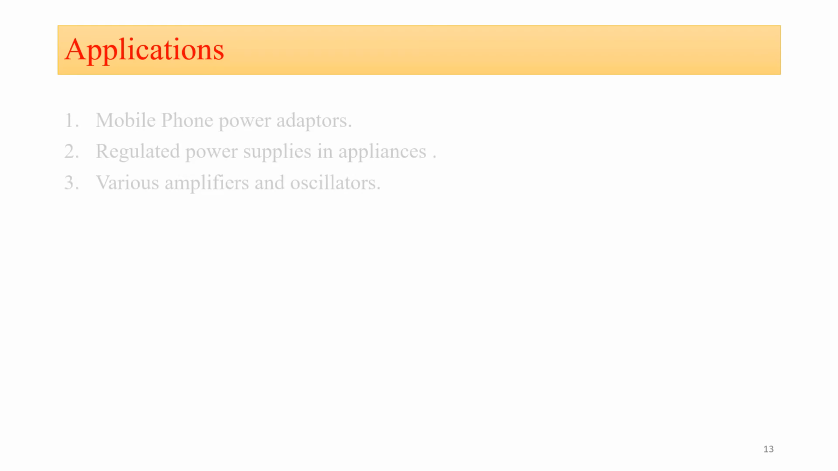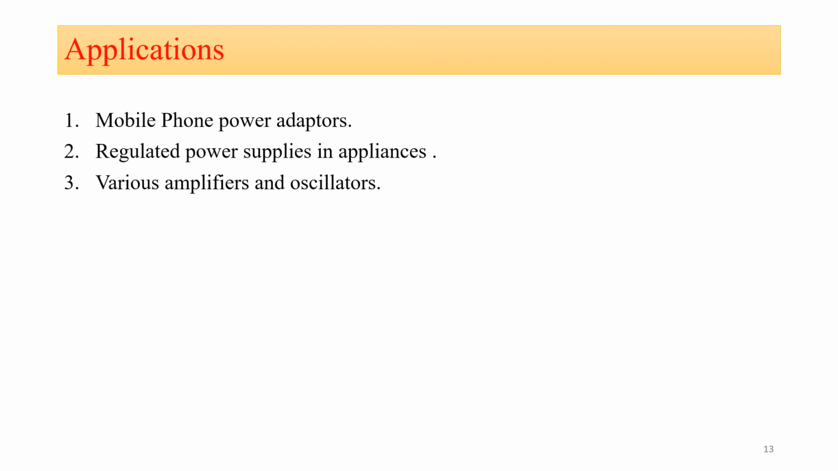Now which are the different applications of the DC regulated power supply? First, we can use our DC regulated power supply as a phone adapter or our phone charger. Then next, regulated power supplies in appliances. Then various amplifiers and oscillators. These are the various applications of the DC regulated power supply.